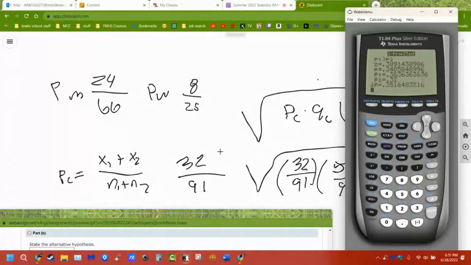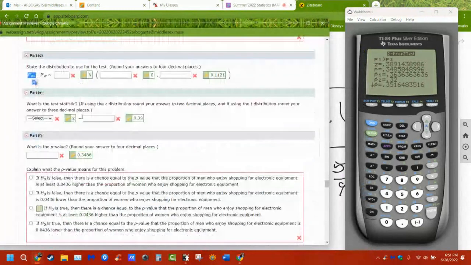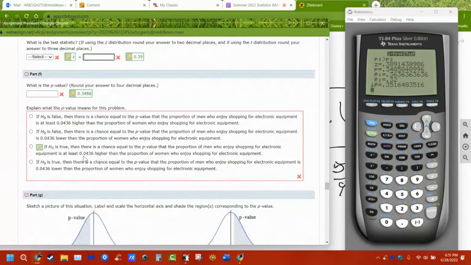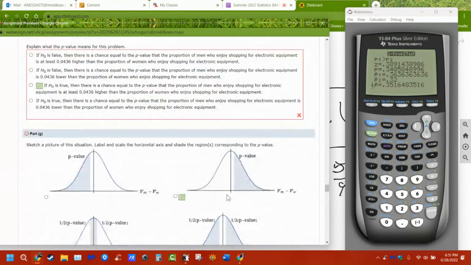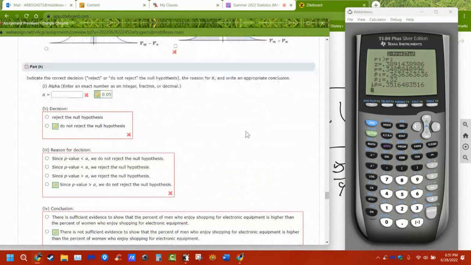So when we do the rest of it, it's just going to go, well, what was the score? Here's the score. What was the p-value? Right here. And then what are you going to do with it? Which one are we doing? Because it's greater than, it's only that one. We're going to not reject because this is bigger than our alpha. So doing the work afterwards is simple.